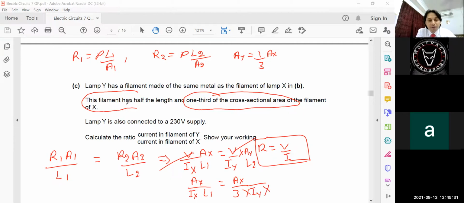What information is given for the length of second wire? The second wire length is half of the first one. So L2 can be replaced by, this is the multiply sign, L2 will be replaced by L1, half of the L1, so 2 will be here. Now AX cancelled by AX, children. L1 you can cancel by L1.